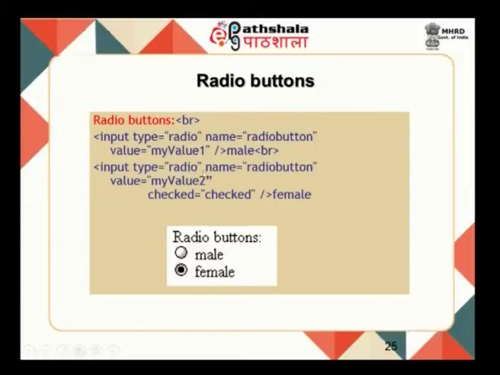Again you create another radio button, name equal to radio button, value equal to my value 2, and you use an attribute called checked. So, by default the second button would be checked, and you give a name for the radio button as female. This is what is appearing in the web page.